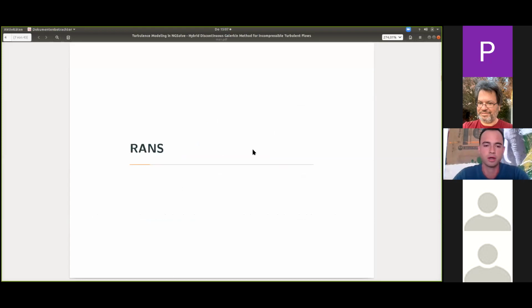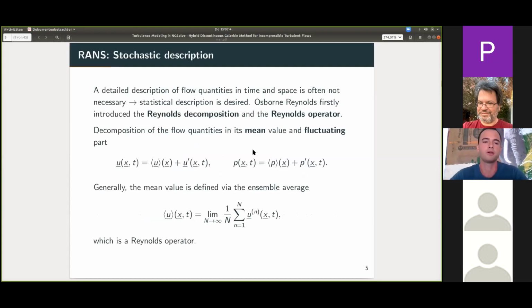Firstly, I would like to start with RANS, shortly talk about the theory, and then we go to some examples. As already mentioned, in many engineering applications an exact description of the flow quantities is not desired, so we need a statistical description. Osborne Reynolds was probably the first who occupied himself with this topic, and he introduced the so-called Reynolds decomposition and Reynolds operator.